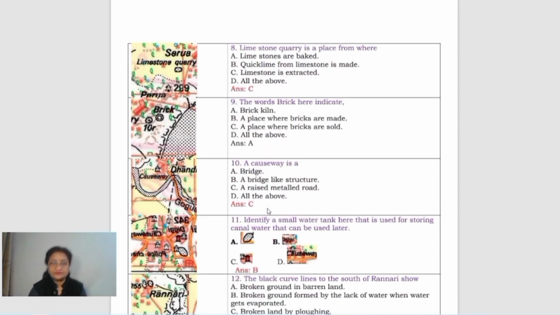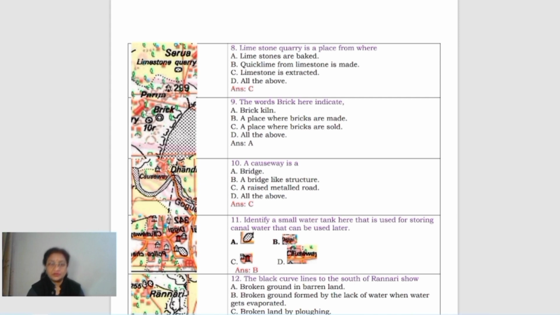The next question, limestone quarry is a place from where limestone is extracted. Okay, it's just like mining, but when we extract, suppose, some useful rocks from inside the earth, that is actually called quarrying. So limestone quarry is basically meant for the extraction of limestone. Okay, so C option is correct. Now come to the next one.